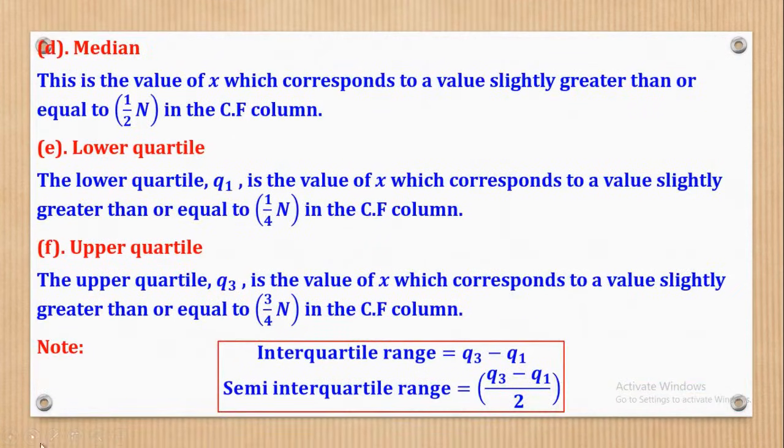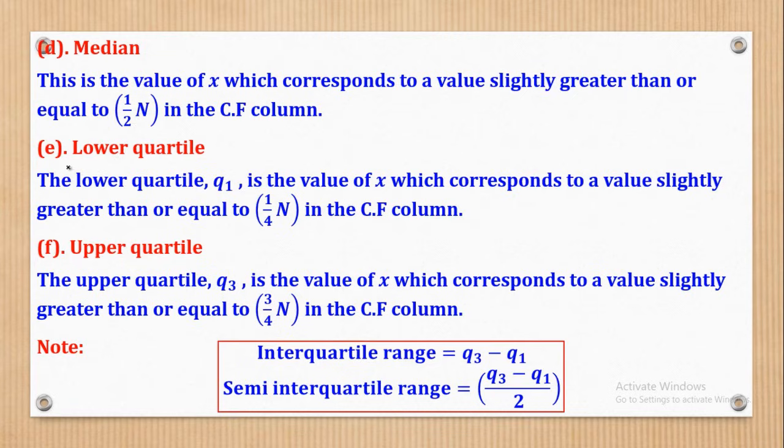Then the other parameter is median. Now median is a little different from the one you have covered for just ungrouped data. When it is ungrouped and it has frequency distribution, the way we get median is a little different. So how do we do it? This is the value of x which corresponds to a value slightly greater than or equal to a half N, half capital N, in the cumulative frequency column. This CF means cumulative frequency, and this capital N means total frequency. So we shall see how to get median under the worked examples.